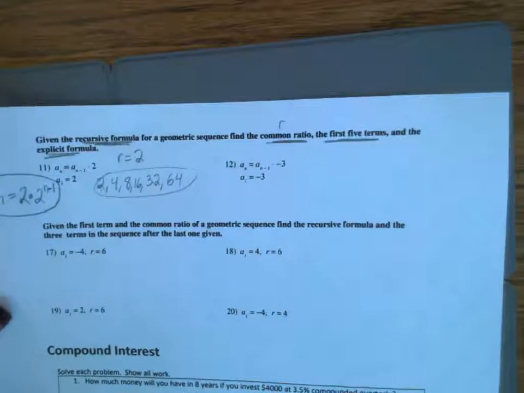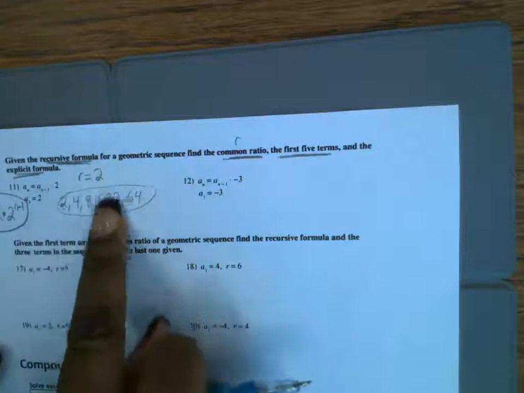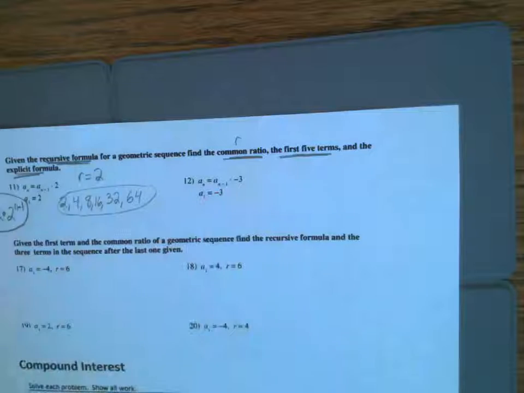Okay? All right, see if you can do number 12 on your own. Do all of these things for number 12.